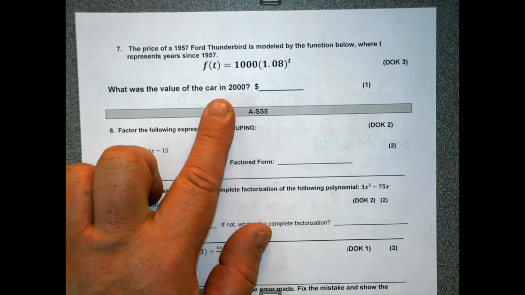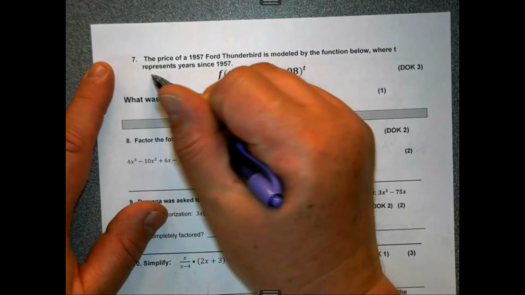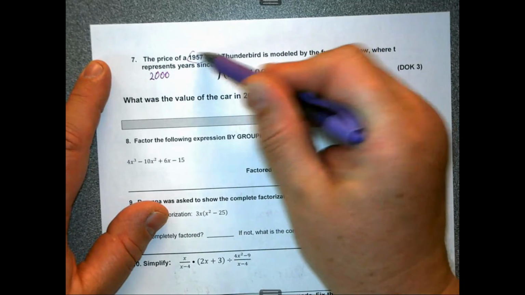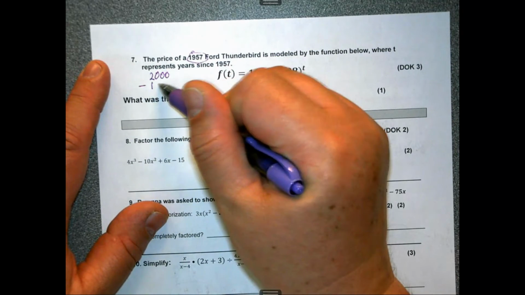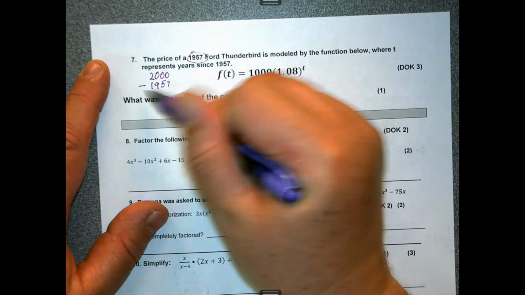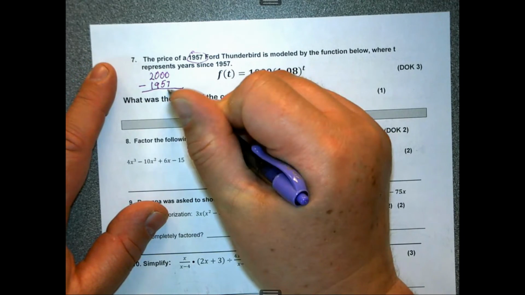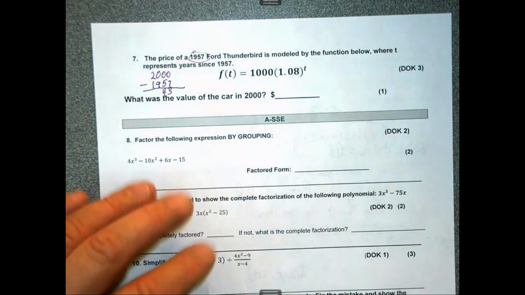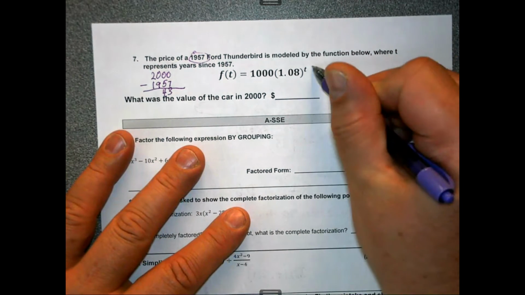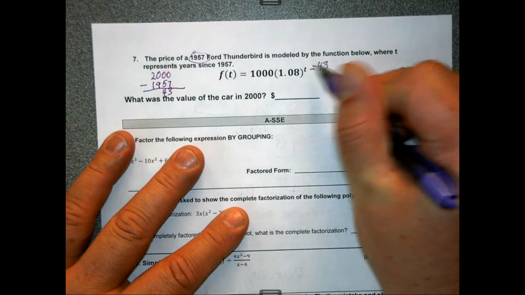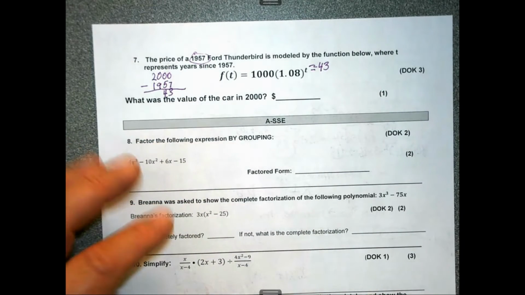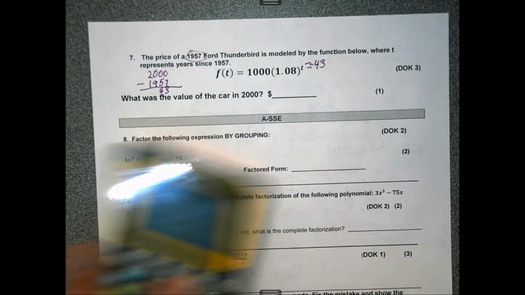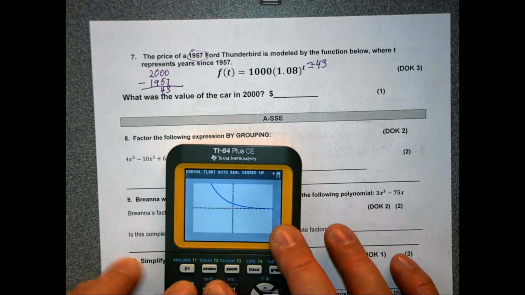We could just take 2000 minus, it starts in 1957, and that should leave us 43 years. So t equals 43. So the car is worth around $27,366.64.